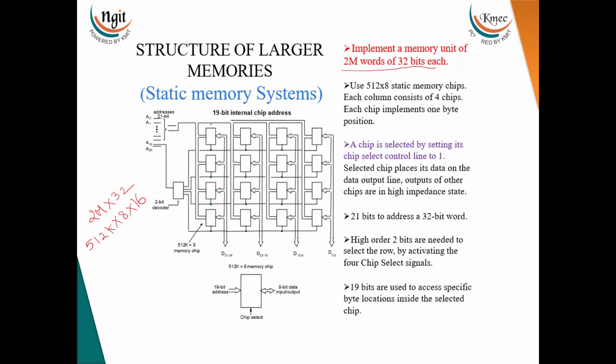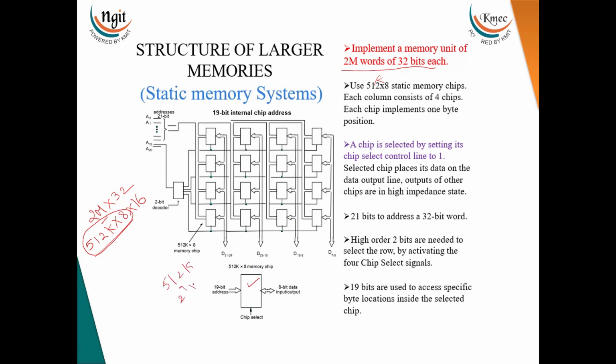So we will try to design the organization of 2 mega 32 bit with a 512 kilo by 8 memory chip. Now if you see here, this is a memory chip. The size is 512 kilo by 8 memory. Here we need to write K. 512 kilo by 8 memory means what?